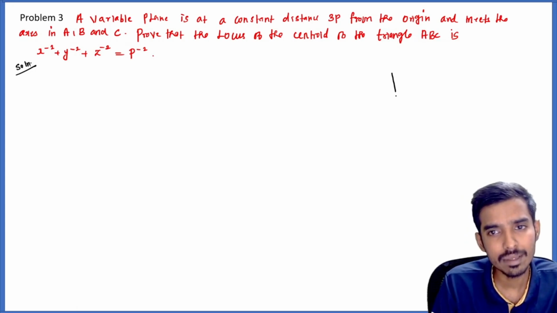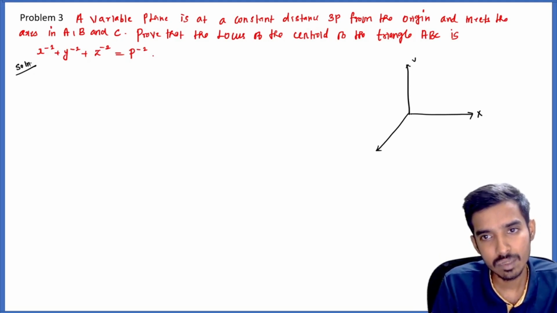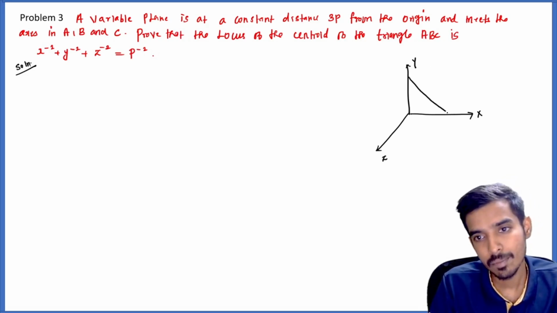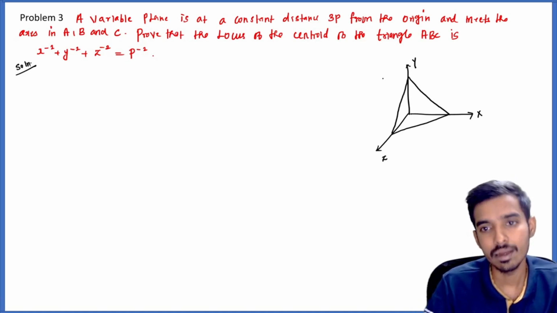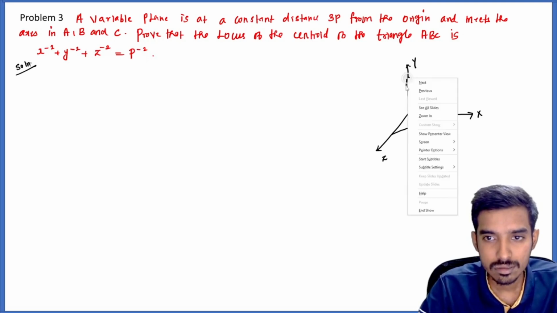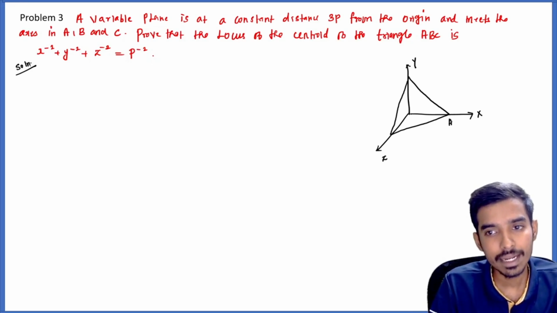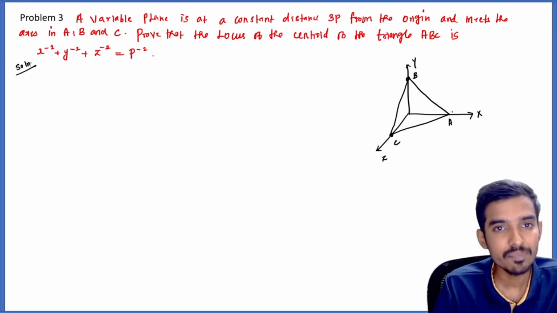Okay, let us draw the diagram, then you will have more clarity. Let us draw the x axis, y axis and z axis. Let this be the x axis, let this be the y axis, and let this be the z axis. A variable plane. Okay, let us draw a variable plane now. You can see it meets the coordinate axes at A, B, C respectively. Now you can see this ABC is a triangle.